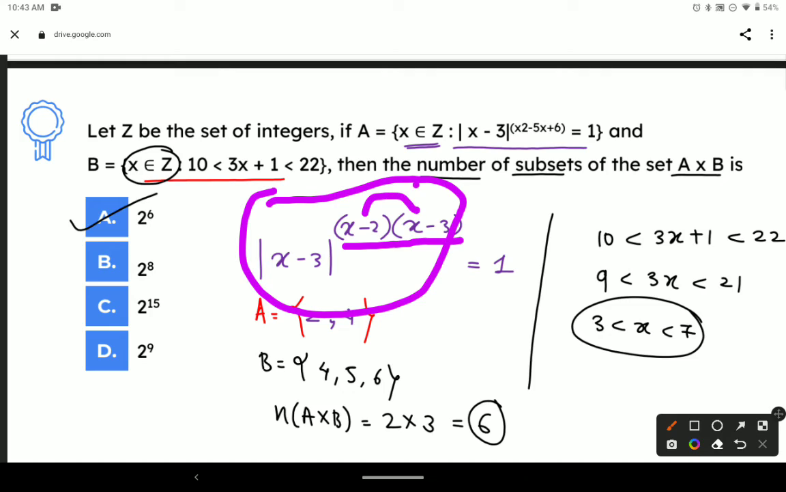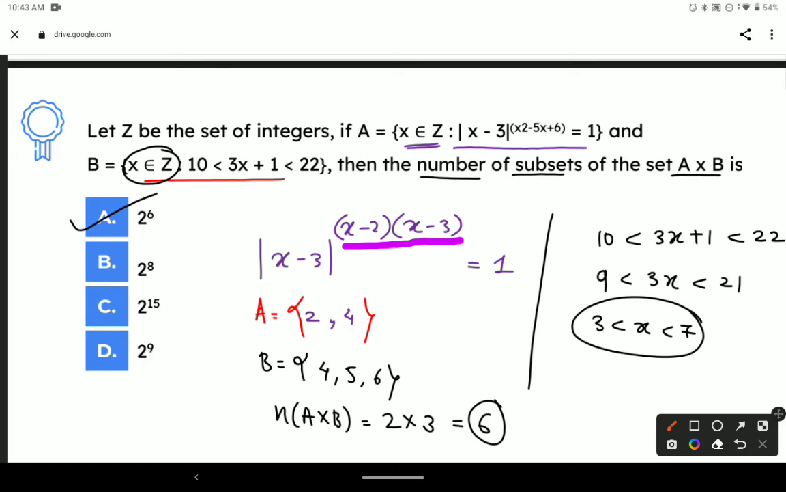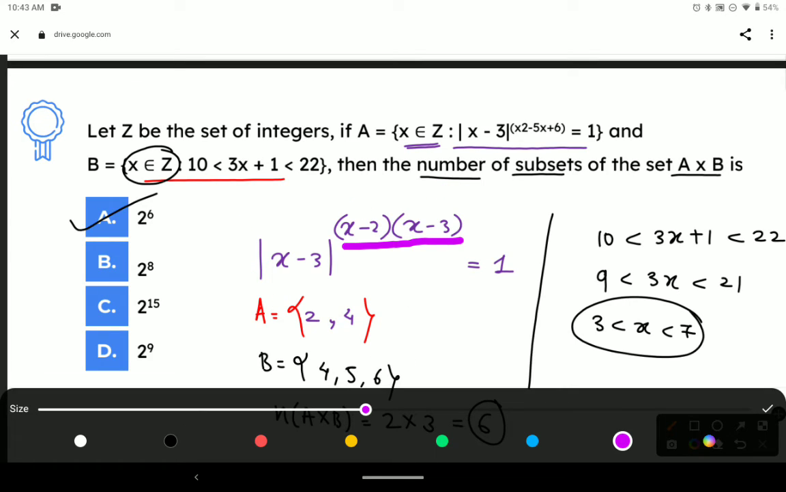The power should be 0, or else this base should be 1. For this base to be 1, the x should be 4. So this is one element, and the other element is x is 2. If x is 2, here 2 minus 2 results in 0, 0 into something is 0, and anything to the power 0 is also 1. So 2 is an x.